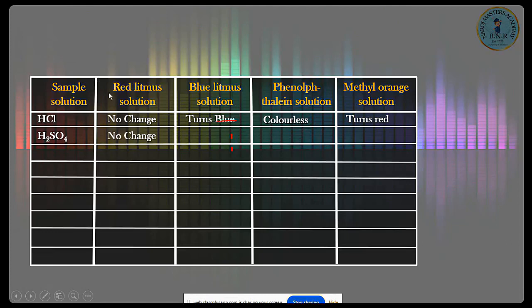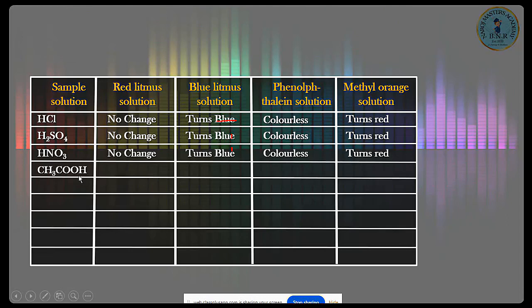H2SO4: no change in color in red litmus paper, but blue litmus turns red. Phenolphthalein indicator is colorless, whereas methyl orange turns red. And again HNO3, nitric acid. Red litmus paper, no change in color. Blue litmus paper changes to red, phenolphthalein indicator is colorless, and methyl orange turns red.